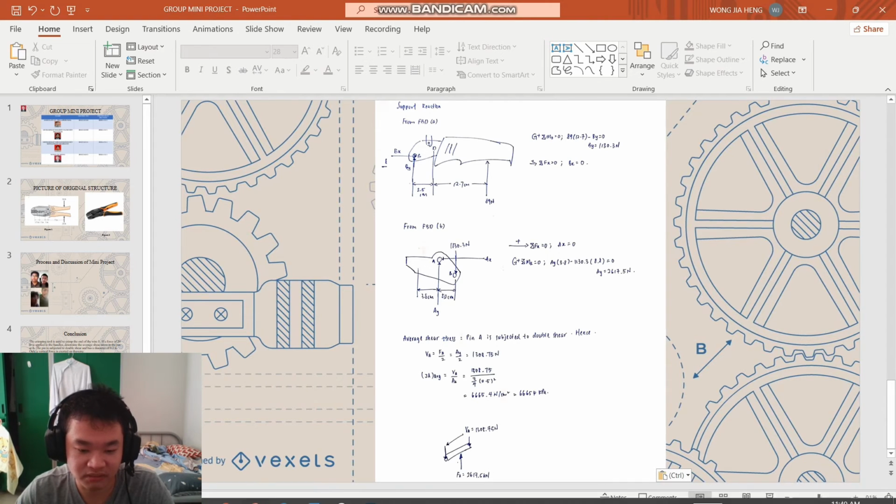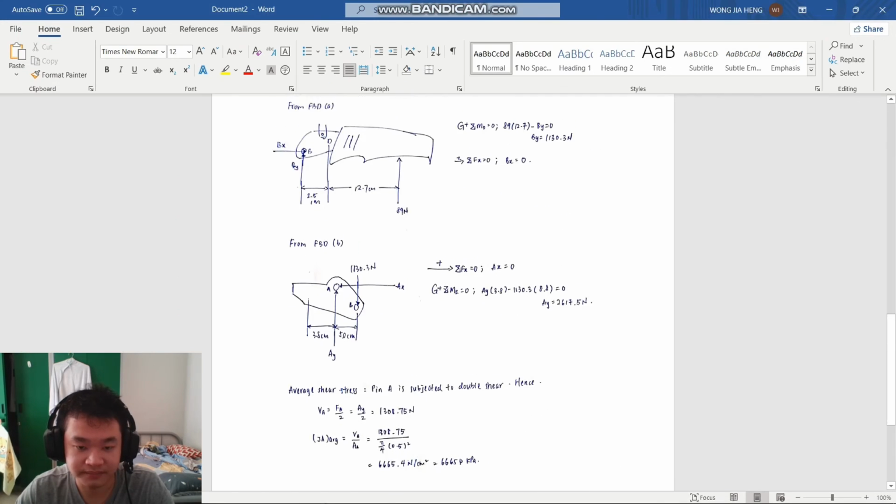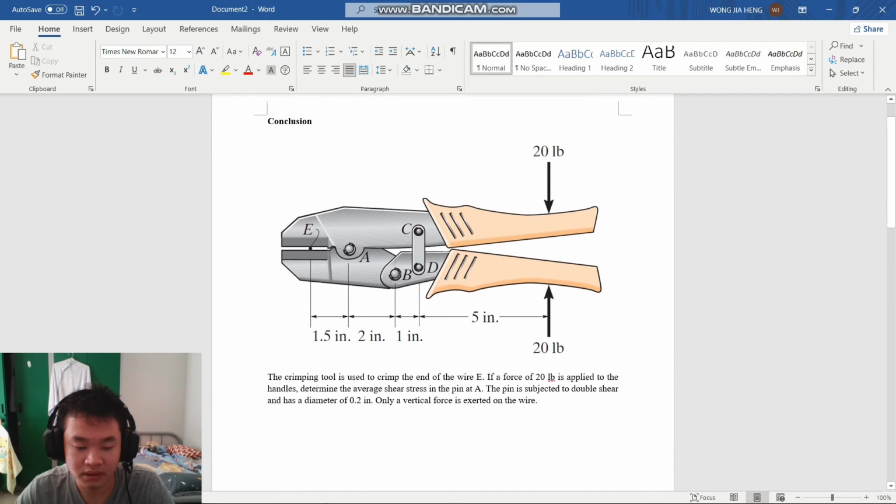And then I will explain in the Word file. Okay. At first, I will simply talk about the movement. For this crimping tool, only the lower part of the crimping tool will move, which is here and has the ABD symbol.